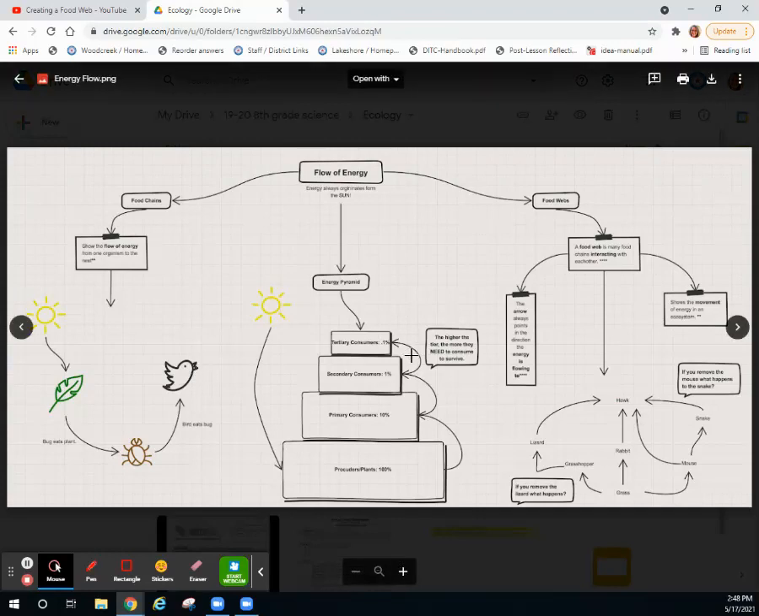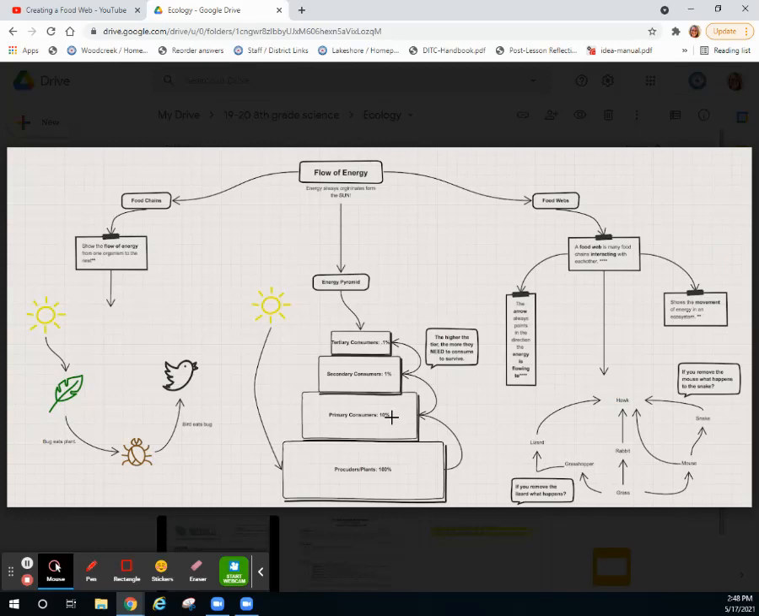In an energy pyramid, we can see that the higher the tier, the more they need to consume to survive. So our sun gives our producers and our plants 100% of the energy, and then the primary consumers only get 10% of that energy, and they have to eat more to get 100%. Our primary consumers are usually heterotrophs, and they're usually herbivores because they're eating the plants. There's nothing in the lower level that would be another animal for them to eat.